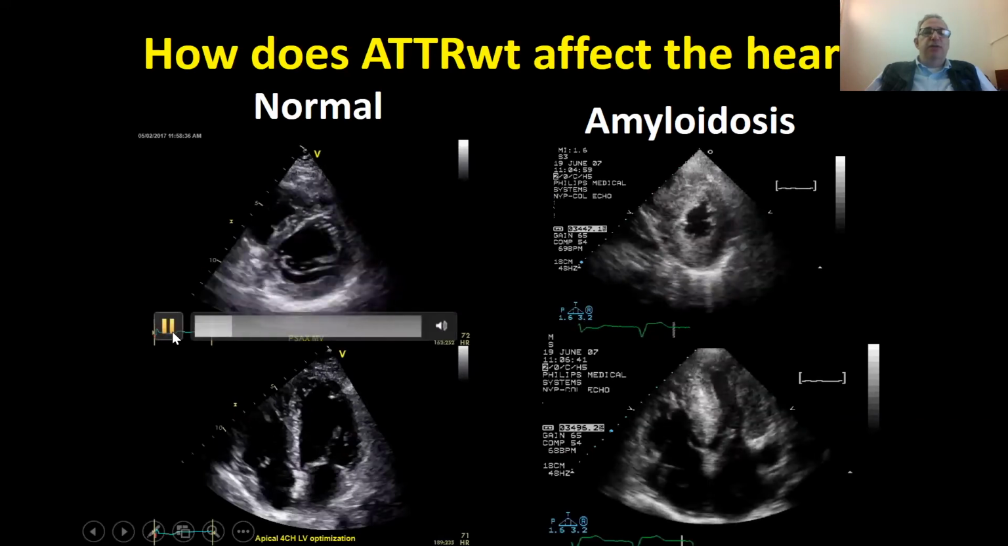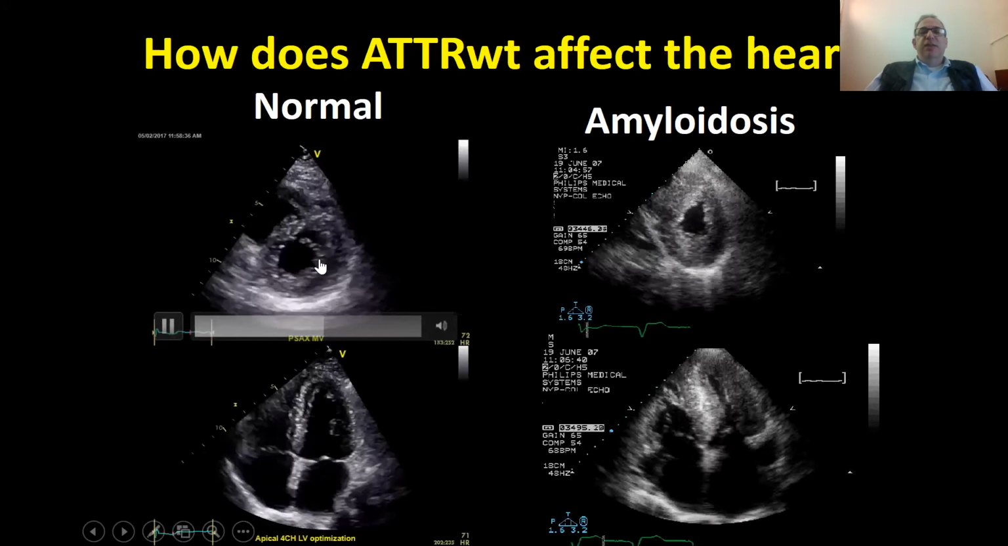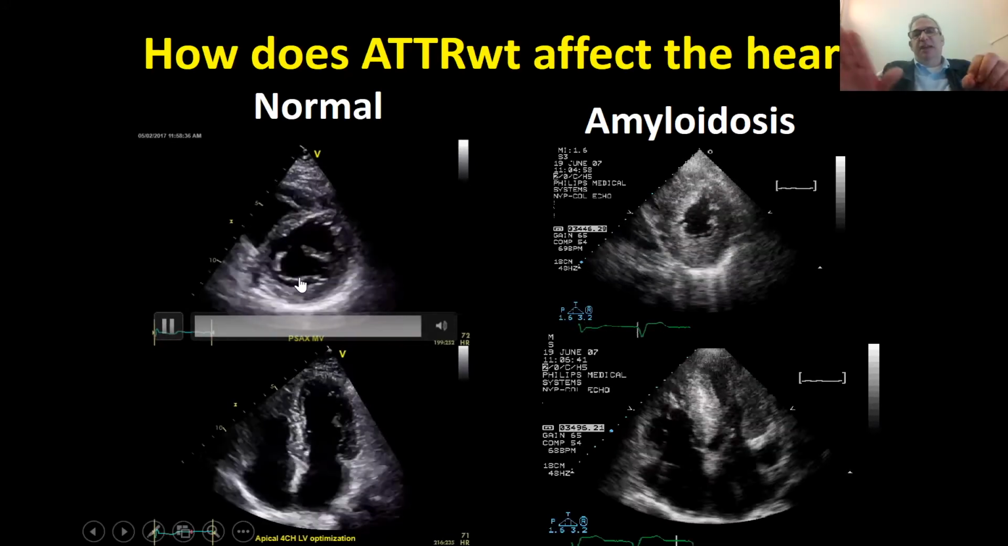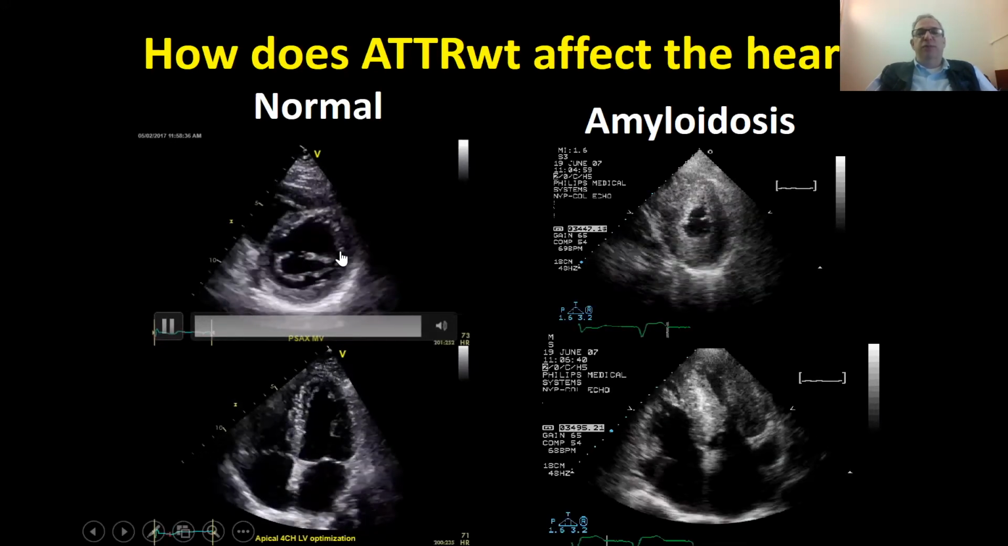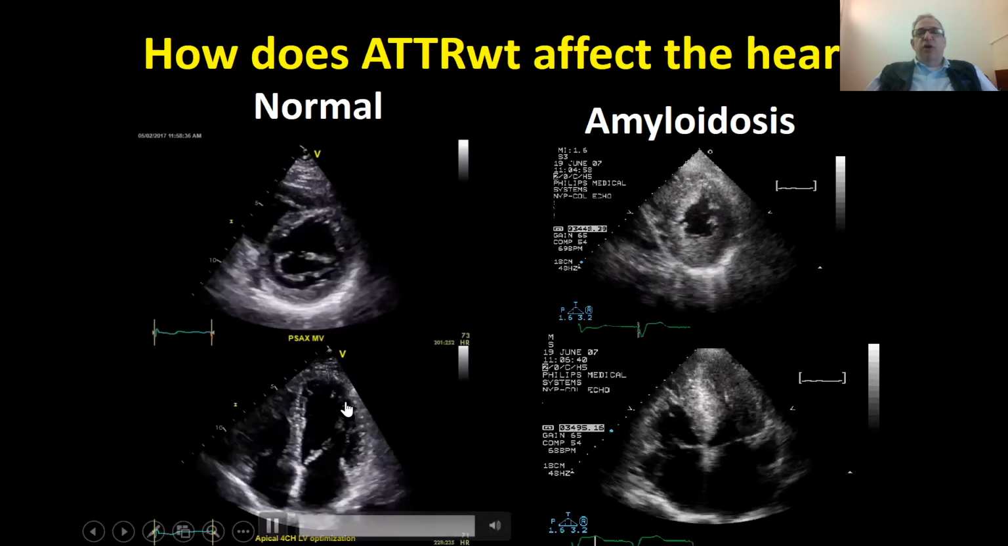So how does this affect the heart? These are little cartoons here, or echocardiograms. This is a normal heart, I think you can see. This is what we call a cross section. This is the heart taken and sliced like a piece of bologna, and we're just doing an echo here. We can see the heart is squeezing pretty well. It's contracting very nicely.